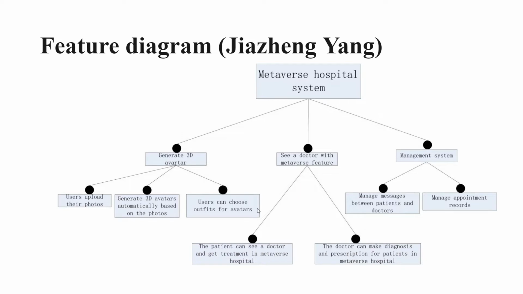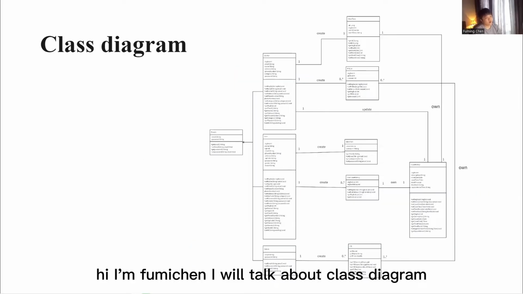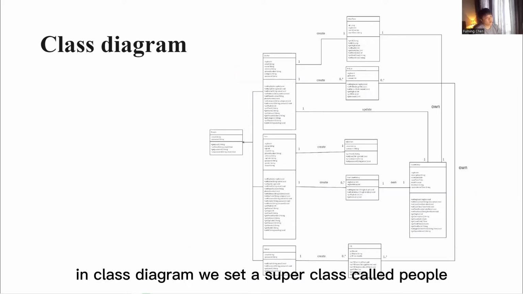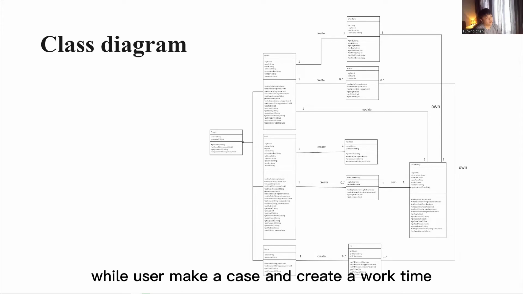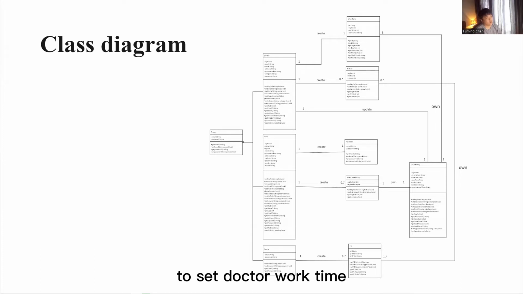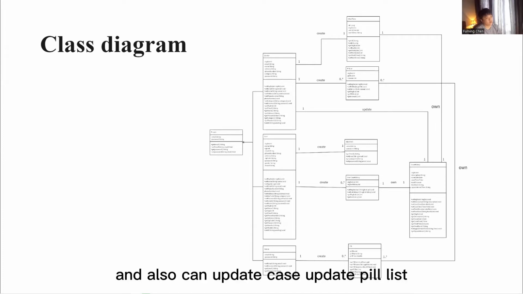Hi, I'm Fumin Chen. I will talk about the class diagram. In the class diagram, we set a superclass called people and three child classes called doctor, user, and admin. Doctor can create a pill list, while user can make a case and create a work time to set doctor work time, and also can update the case, update the pill list and update the work time.